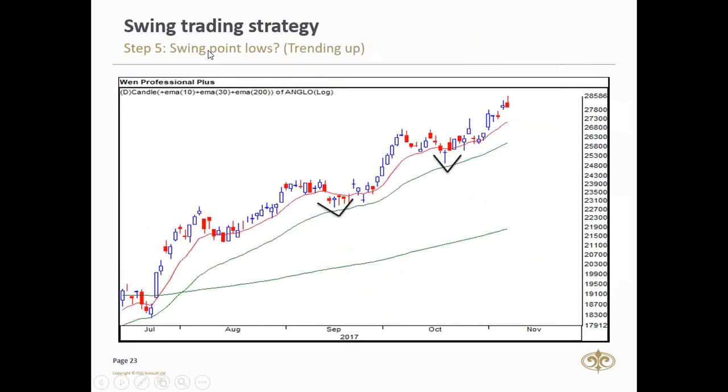Step five, I want to confirm a swing point low. So it makes like a V. When we look at a candlestick chart, you can see that high is lower than that one and lower than that one. Makes that V. Same scenario here. That low is higher than that one, lower than that one and lower than that one. And that's confirming point number five. So these are just building up and putting the probabilities in my favor that the share is going to bounce up.